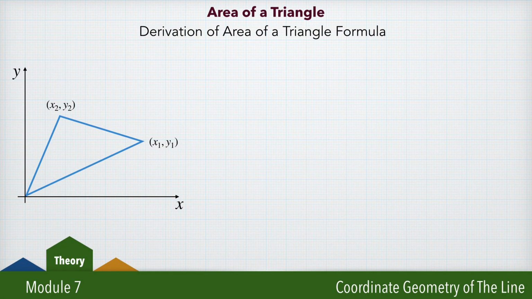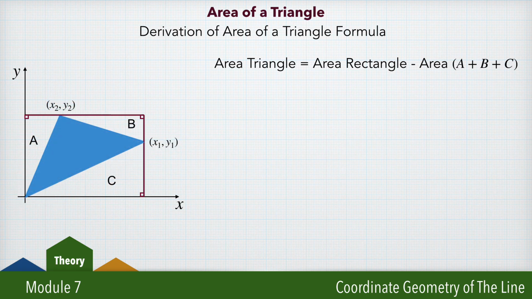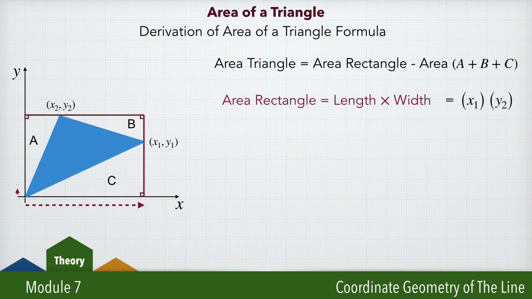From Euclidean geometry, we can find the area of the given triangle by finding the area of the rectangle formed by the vertices and subtracting the sum of the areas of the right-angled triangles A, B, and C. The geometry formula for the area of a rectangle is length by width. In our diagram, the length is the value of x1 and the width is the value of y2. The areas of the right-angled triangles can be found using the geometry formula.